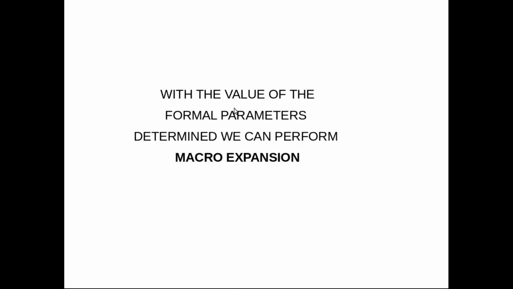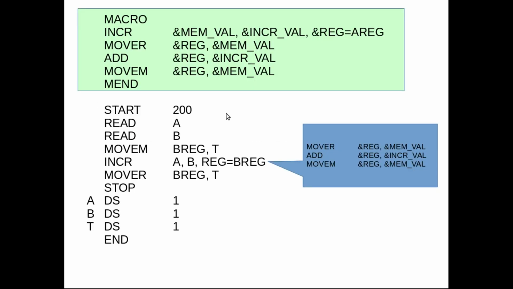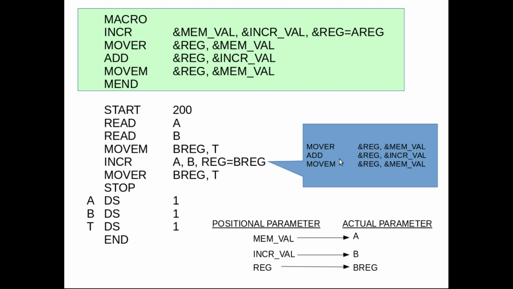So now we can go ahead with the macro expansion. In place of the macro call, I will put the three model statements. I'm writing the three model statements here, and we already have done the mapping from formal parameter to actual parameter. There's another typo here, please correct that. This should be formal parameter. So we have done the mapping from formal parameter to actual parameter, and in this mapping we see that register should be replaced by B register. So that's what I have done here, and memory value should be replaced with A and increment value should be replaced with B, and that's what I have done here.